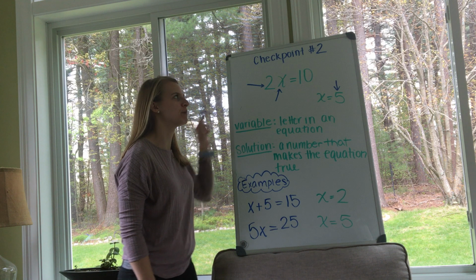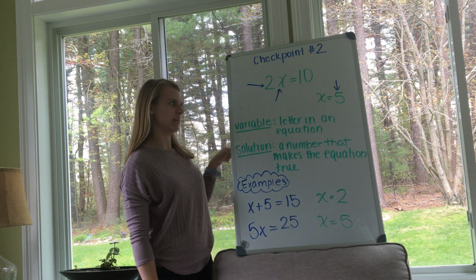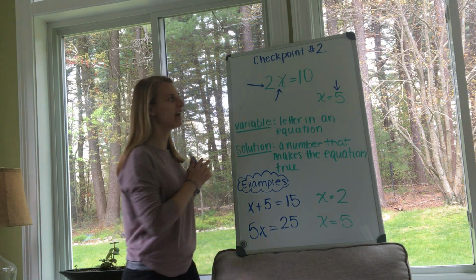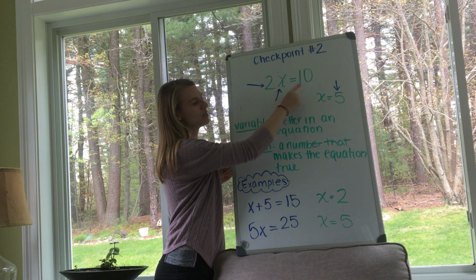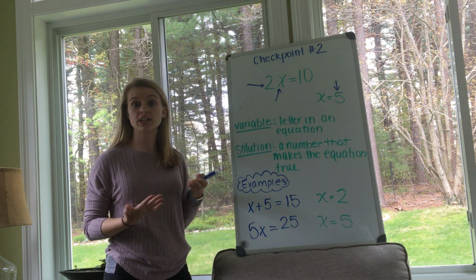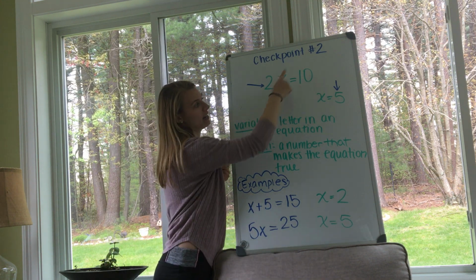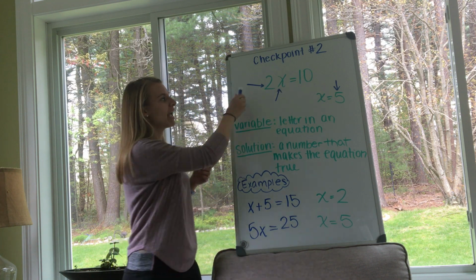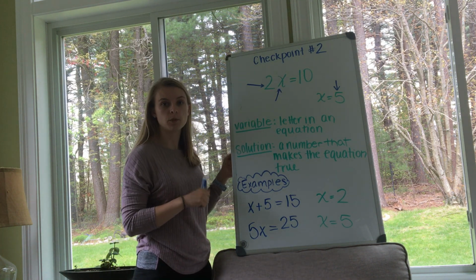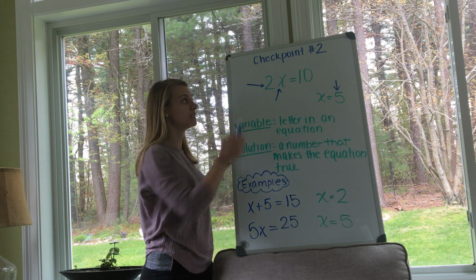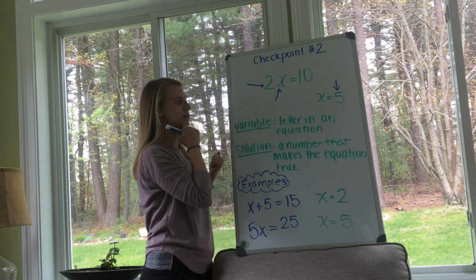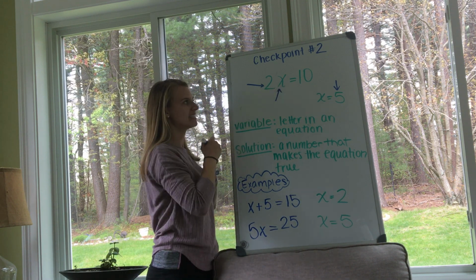Today we're going over the information you need to know for checkpoint number 2. So here we have an equation, 2x equals 10. We know it's an equation because it has an equal sign and an answer. I have arrows pointing to different parts, and we're going to talk about the words we use to describe each arrow. So we're going to start with x.